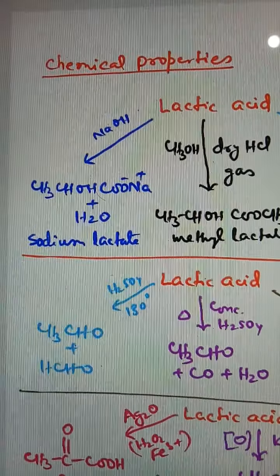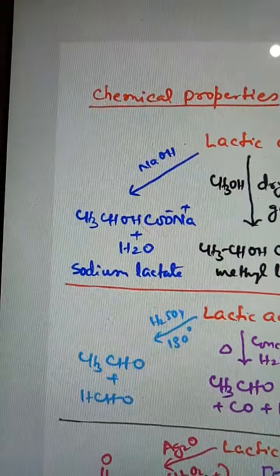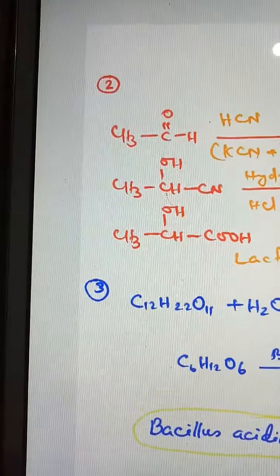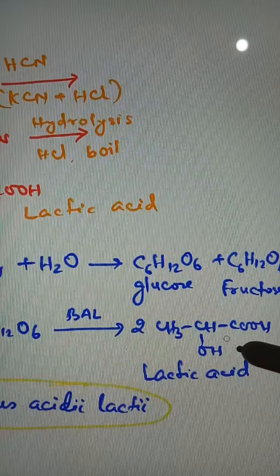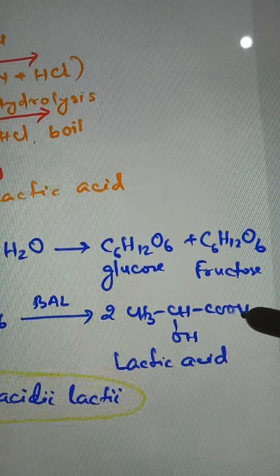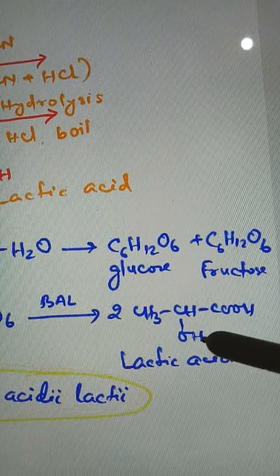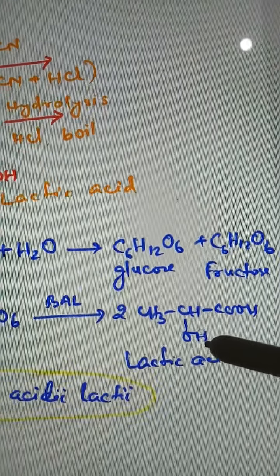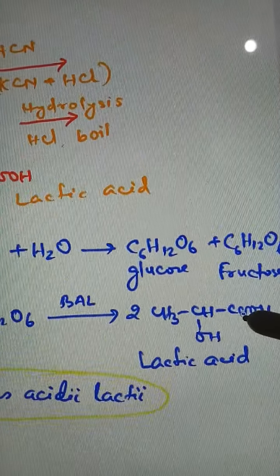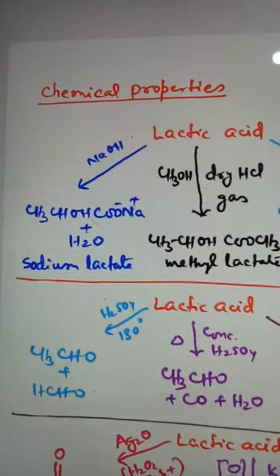Now we will discuss the properties. In the structure of lactic acid, there are two centers, the COOH group and the OH group. On that center, this OH group is a secondary alcohol. Some reactions occur on this center and some reactions occur on the carboxylic group.